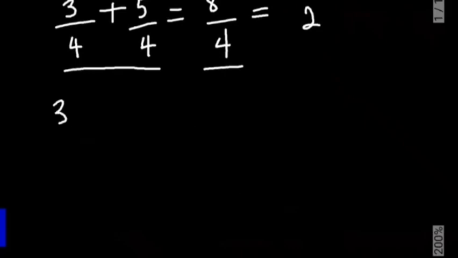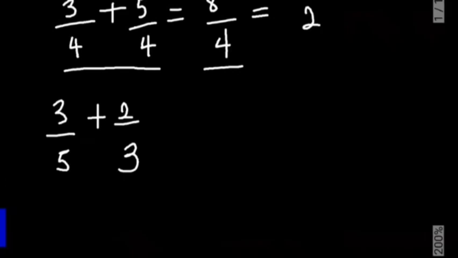Let's say we have 3 over 5 plus 2 over 3. How do we solve this? Since the denominators are different, we get the lowest common multiple, that is its LCM. How do you get the lowest common multiple?